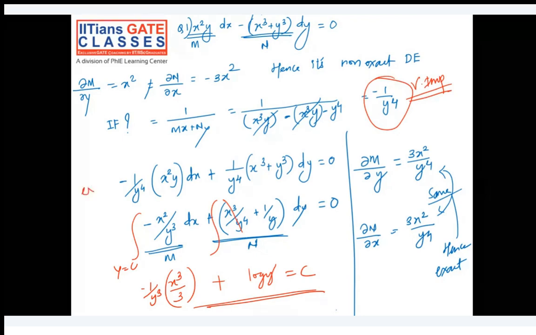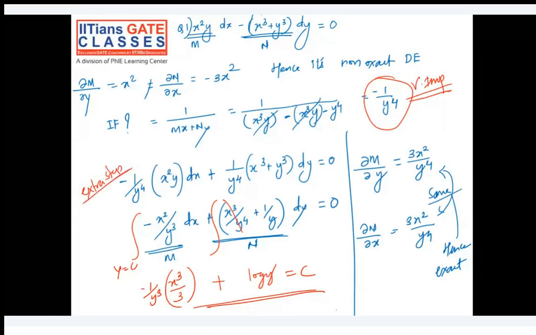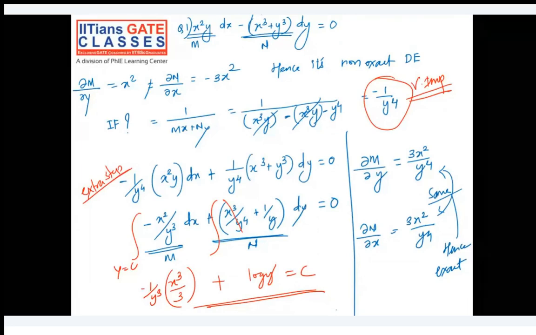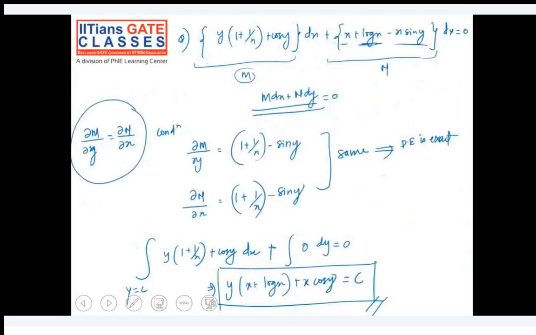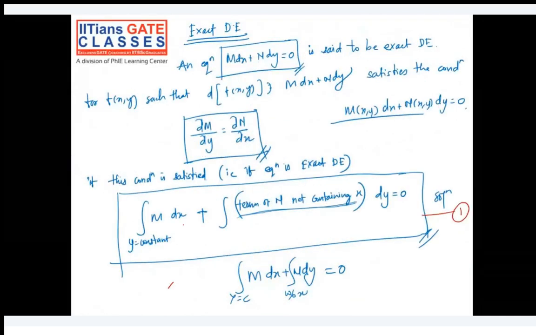Yes. Sir, in the second term, x cube by y power 4, y we have not integrated, sir? Because whenever we have an exact differential equation, what is the solution? It is integration of M with respect to dx, considering y as a constant. And in the second term, integration of N is such that only the terms of N not containing x are integrated. Whichever terms in N have x, you have to neglect. So only the terms without x, you have to integrate. That is the solution.